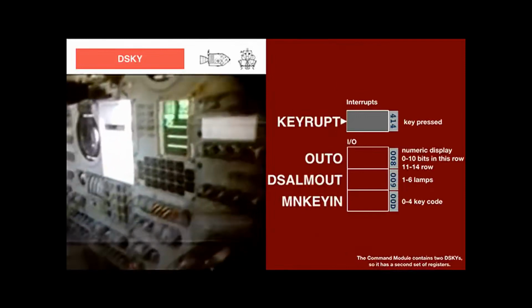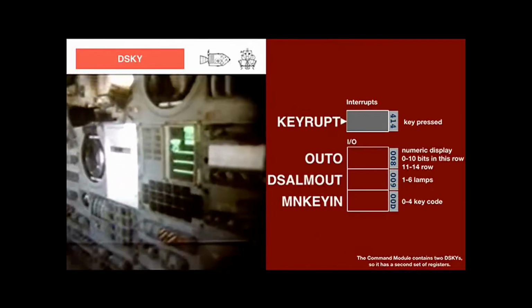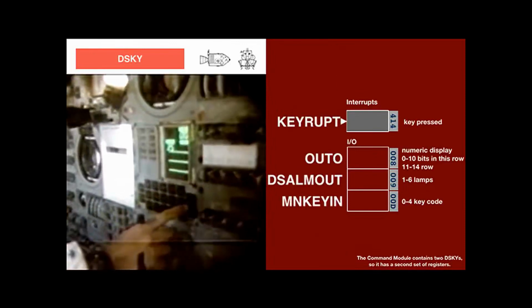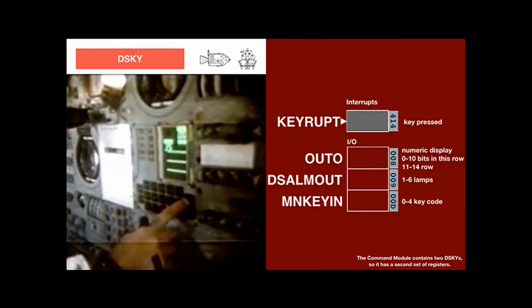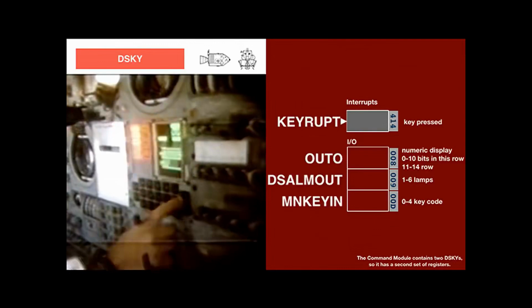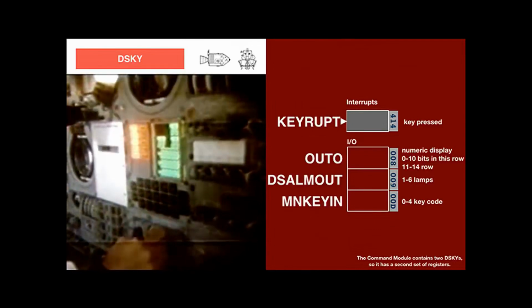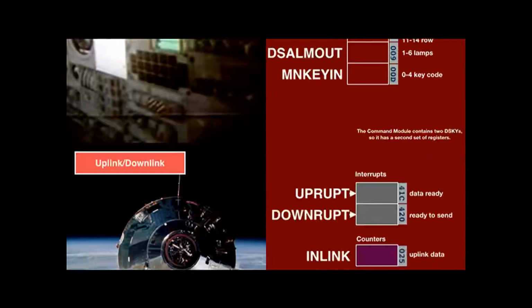The user interface is provided by the so-called DSKY, which stands for display and keyboard. It has 19 keys, 15 lamps, and several numeric output lines. Keys generate the KEYRUPT interrupt, and the key number can be read from the IN0 I/O channel. The numeric display is driven by the OUT0 channel.